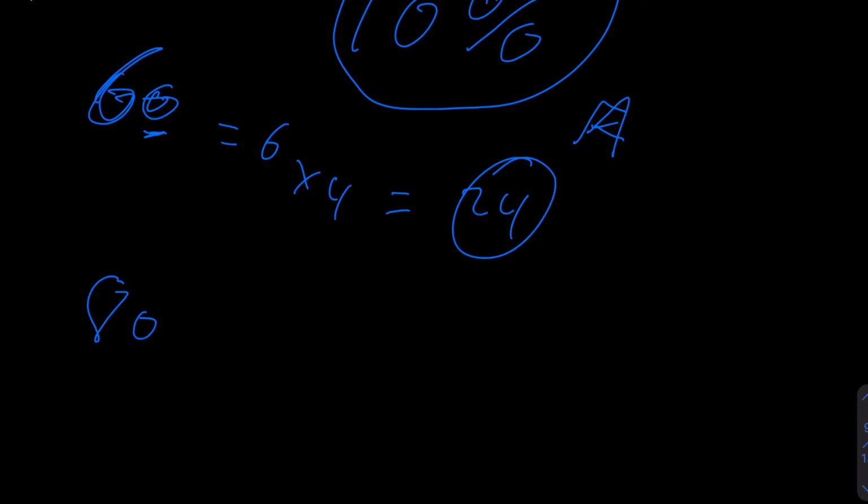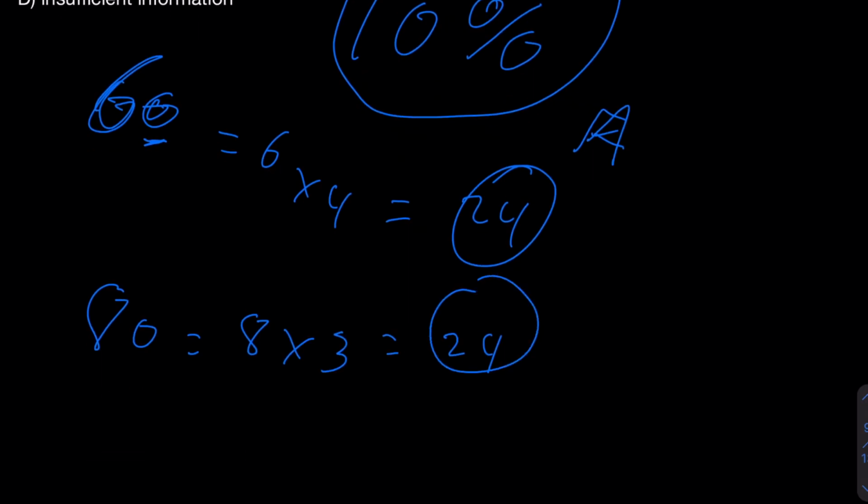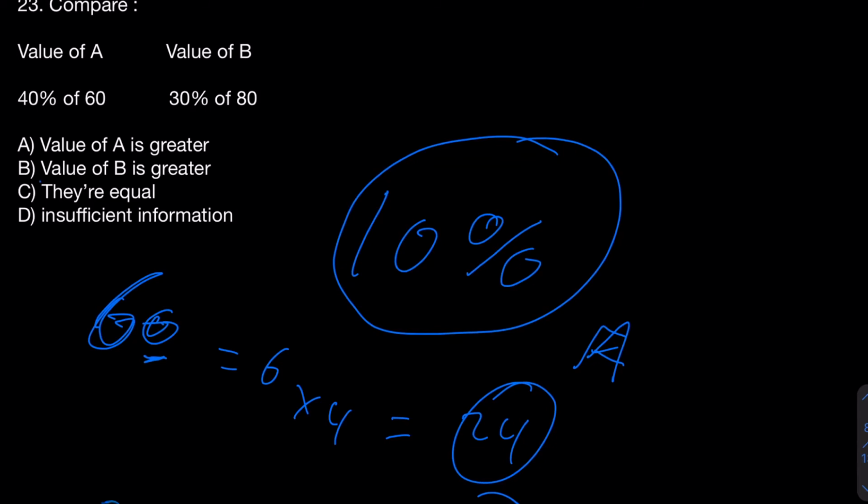30% of 80. So what's 10% of 80? It's 8. Multiply that by 3. Then you also get 24, which means that they are both equal.